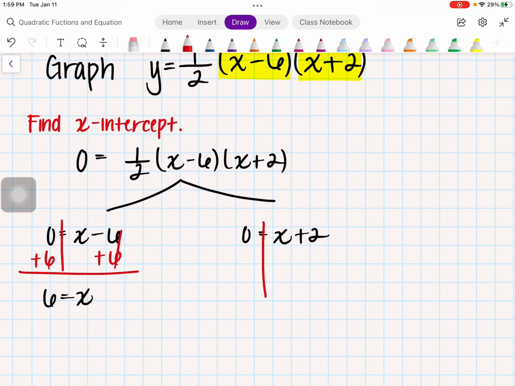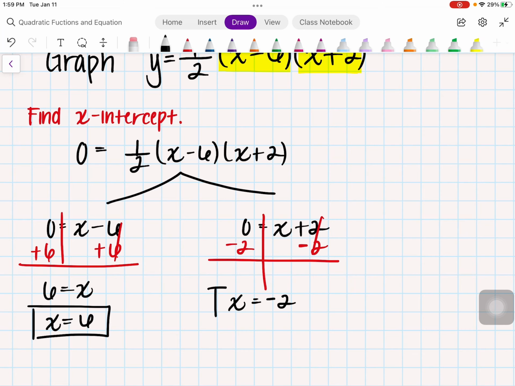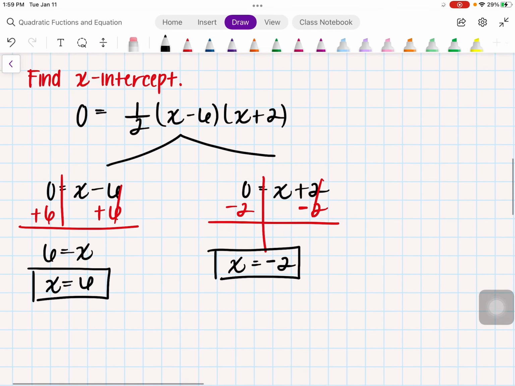And in this case, we have 6 equal to x, or x equal to 6. Same thing. All right. Now, I am going to do the same thing on the right-hand side. Subtract the 2, which is do the opposite. And that would give me x is equal to -2, or -2 equals x. It's the same thing. Once again, you're just switching the order there. So these here represent our x-intercepts.